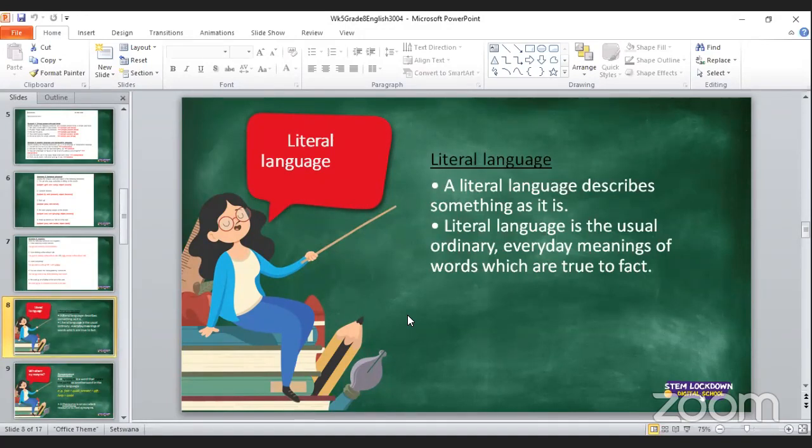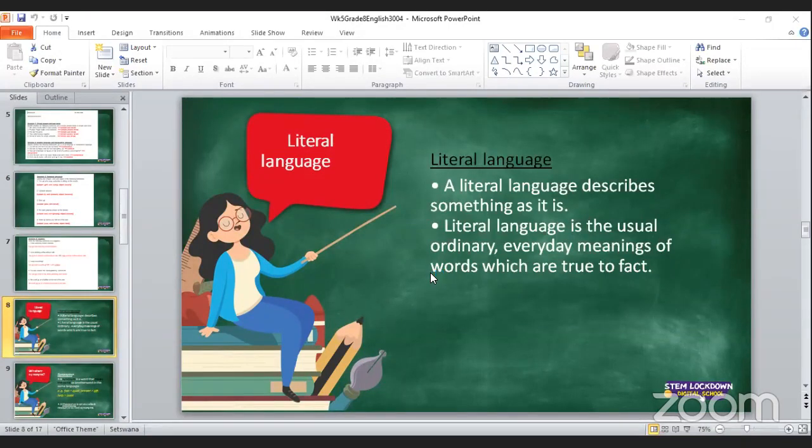The first one, literal language. A literal language describes something as it is. So right now, if I say computer, that is literal language, because when I say computer, you think of a computer, right? You think of a device with a screen connected to a keyboard and a mouse and a box they call a hard drive. That is how a computer is. That is something as it is. So that is literal language.